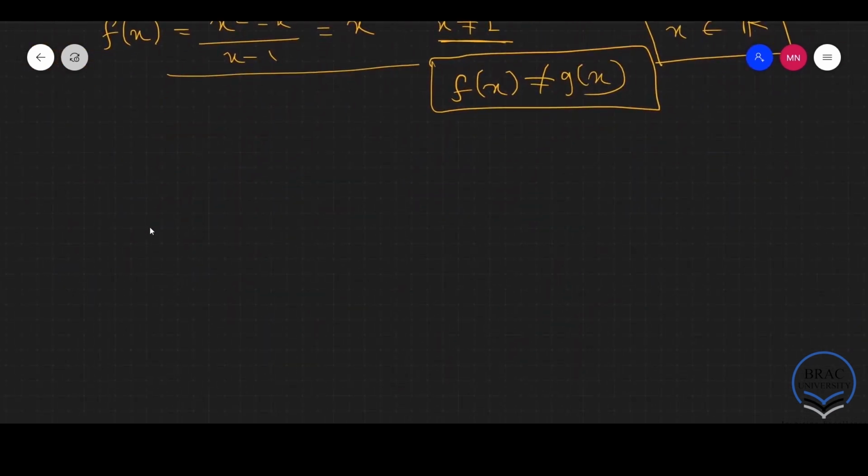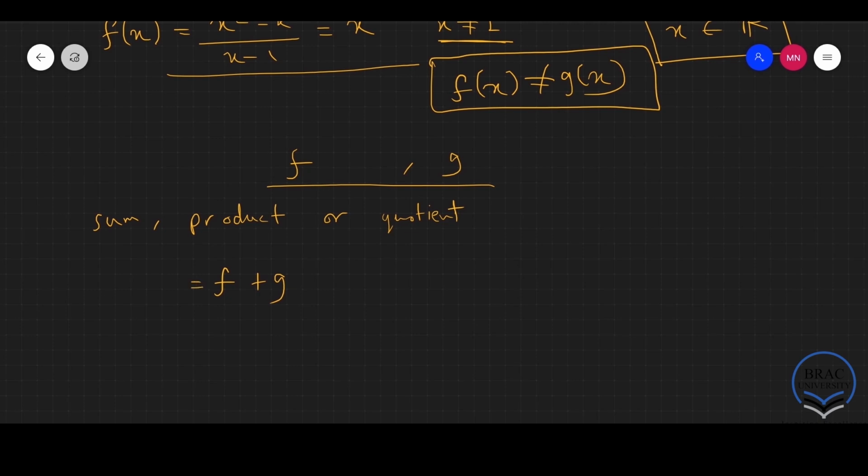Now, if we have some function f and some function g, then from their sum, product, or quotient, we can generate a new function, right? So if we take the sum of these two functions, for example, let's say we have f plus g, then this gives us a new function h. As long as f and g are defined, then h is also defined.